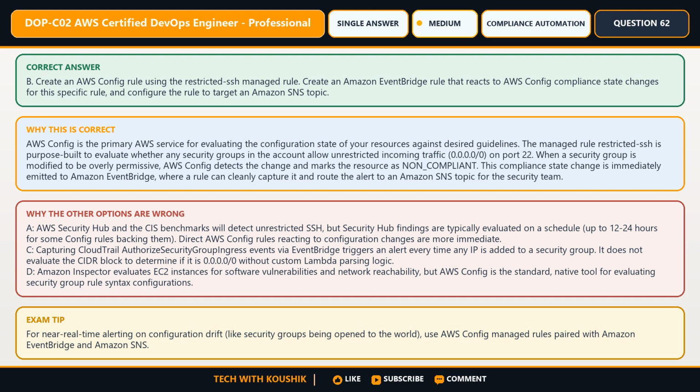D. Amazon Inspector evaluates EC2 instances for software vulnerabilities and network reachability, but AWS Config is the standard, native tool for evaluating security group rule configurations. Keep this point in mind for the exam. For near real-time alerting on configuration drift, like security groups being open to the world, use AWS Config managed rules paired with Amazon EventBridge and Amazon SNS.